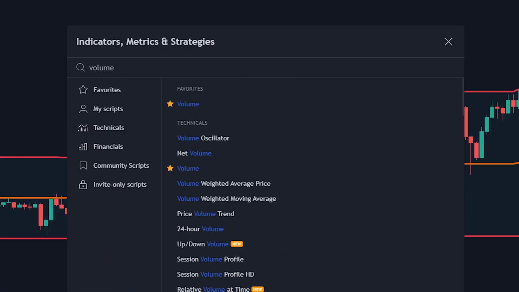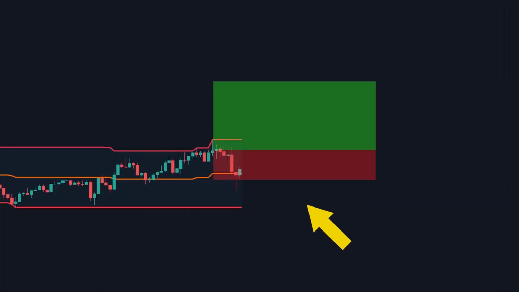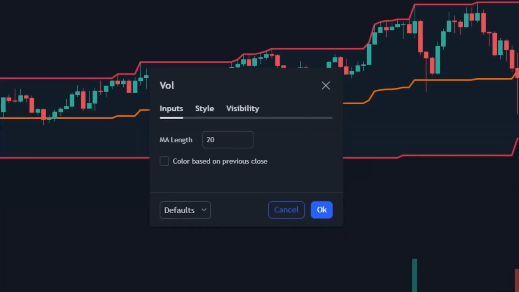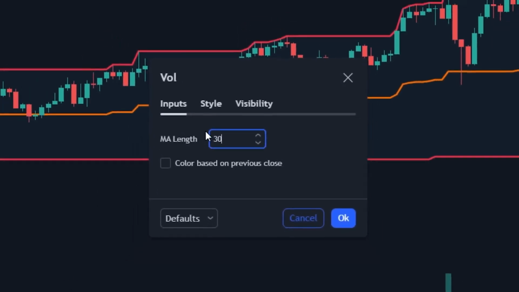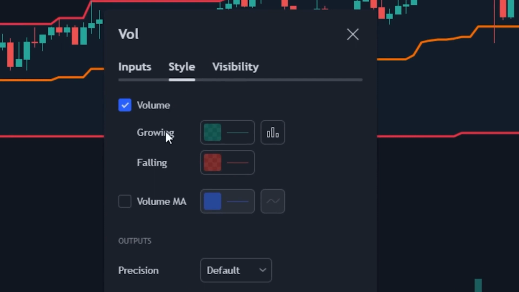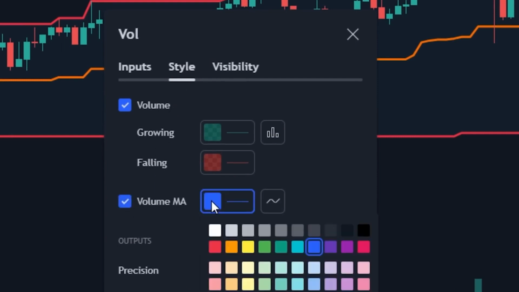I know, pretty boring, but this will help us a ton with avoiding false signals. Go to the settings of the volume indicator and change the MA length to 30. Then go to the styles tab and enable the volume moving average and change the color to white.